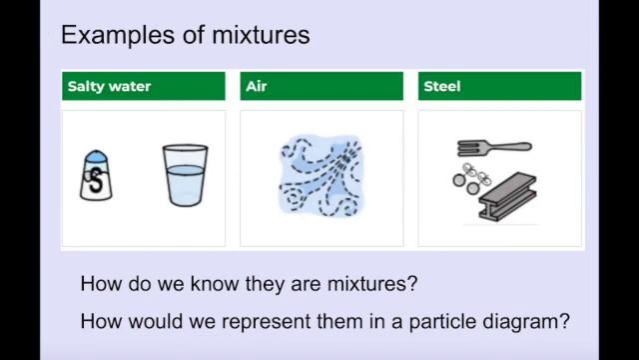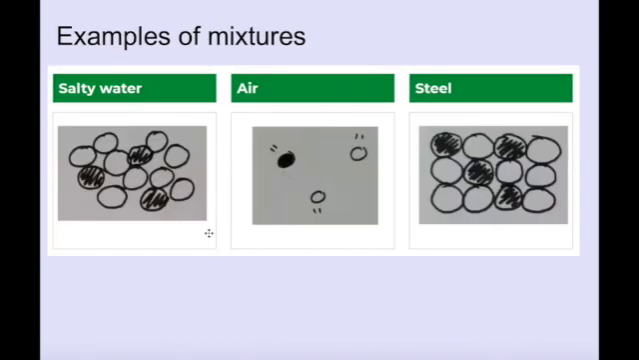Now, how would we represent that in the particle diagram? Let's have a look. So salty water, again, if we think back to the ones that we did earlier, it's a liquid. So they're arranged randomly, they're touching, but we've got the two different types of particles. Now, the black particles might represent the salt. If we had more salt in our water, we might have more salty particles to show how salty the water is. But this one shows us that there are two types of particles in our water.